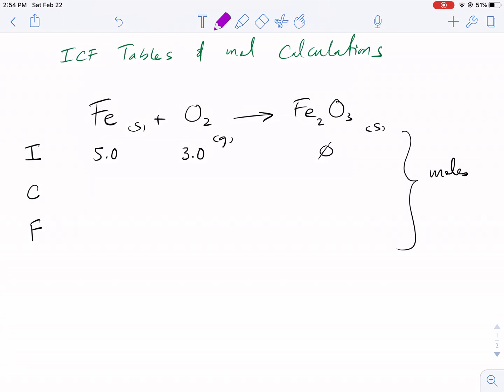And before you do anything, make sure your reaction is balanced. If I balance this reaction, I put a 2 in front of iron, put a 3/2 in front of oxygen, and that takes care of it. But because we prefer to use whole numbers, multiply everything times 2 and change it into whole numbers. So iron becomes 4 and oxygen just becomes 3 and iron oxide becomes 2.